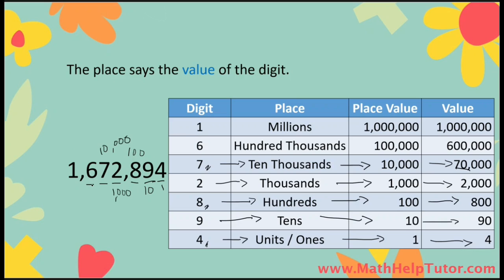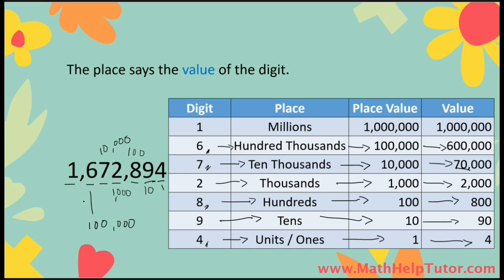For the digit 6, the digit 6 is in the 100,000s place. And since we know the place value of the 100,000s place is 100,000, and that there are 6 instances of this place value, then we know that the value of the digit 6 in this number is 600,000.